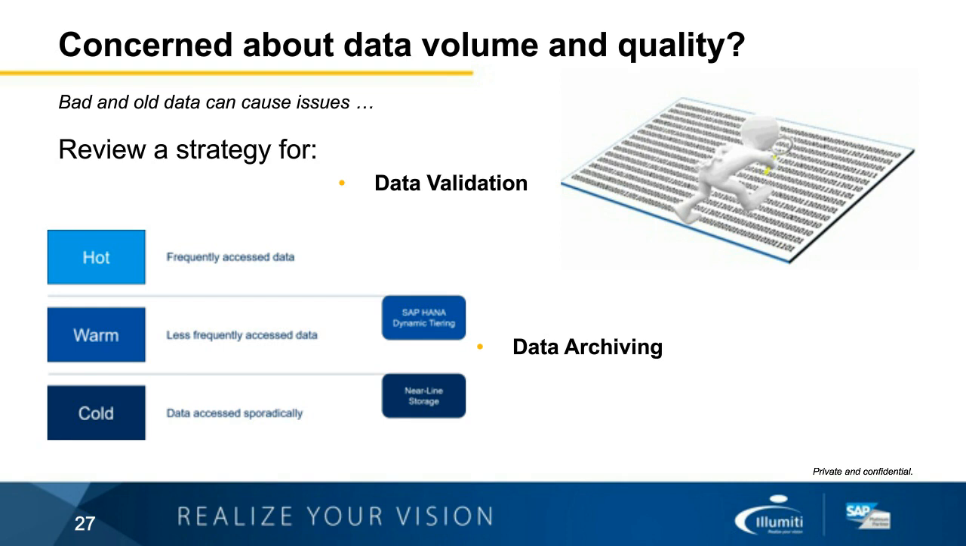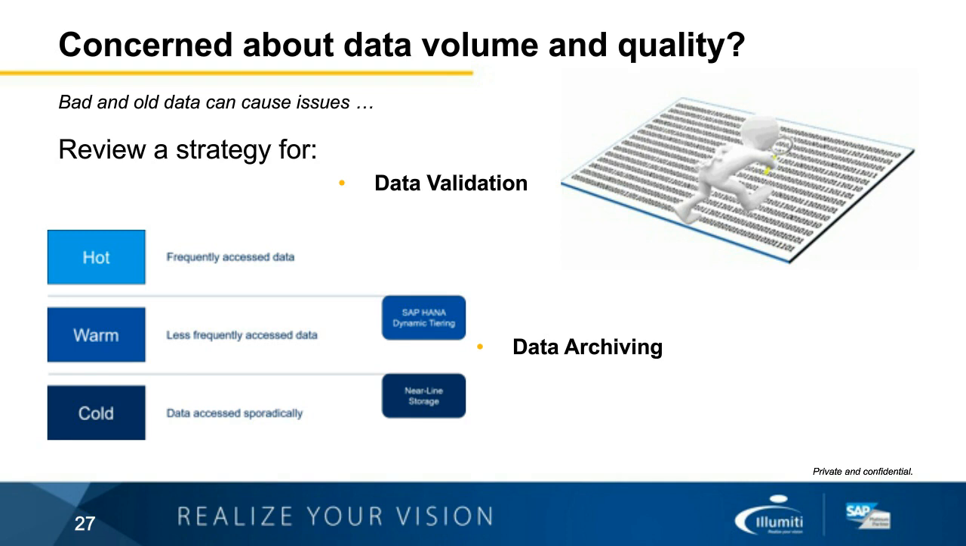So firstly, data validation. What data is good and needs to go to S4? What data is good but not needed in S4? What data is poor but has to go to S4, and what data is poor that you can actually just eliminate because it's not needed?